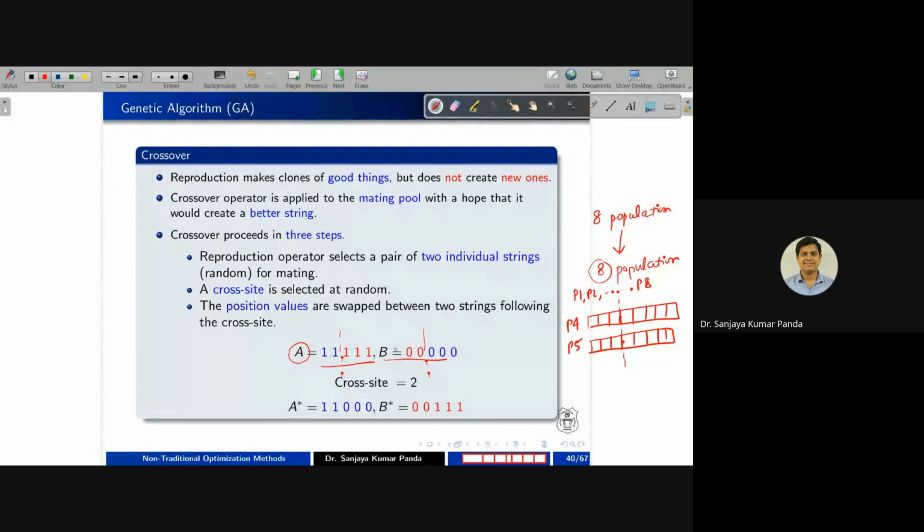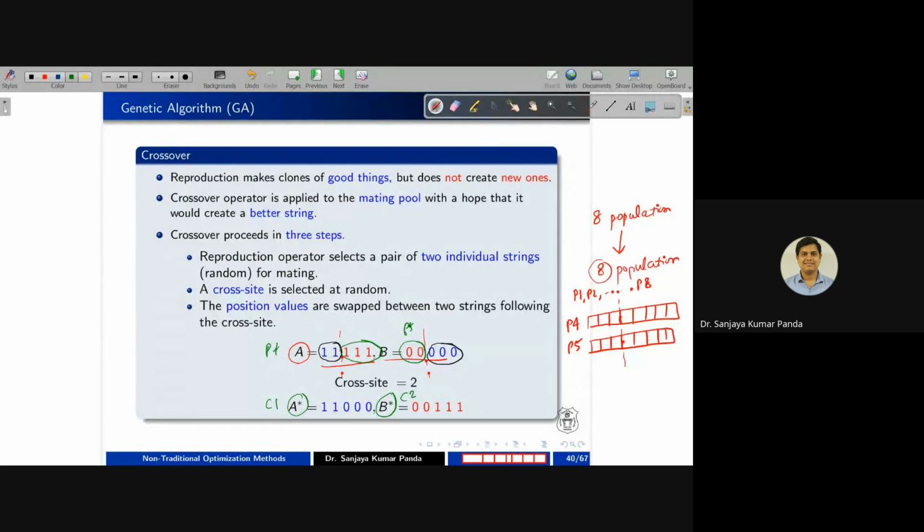So if you generate two children, the first child is going to take this part of A and the 000 part of B. On the other hand, the second child is going to take the first two zeros of B and the three ones of A. So these two are called the children. These are called the parents. It may be parent number 4 and parent number 5. Now we have generated two children, let's say C1 and C2.